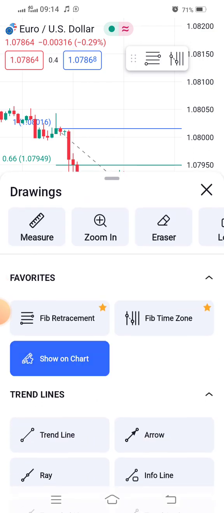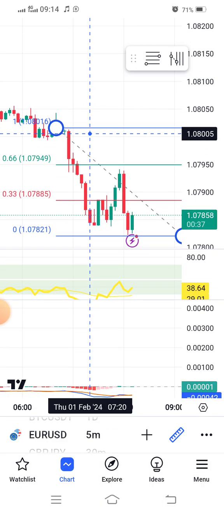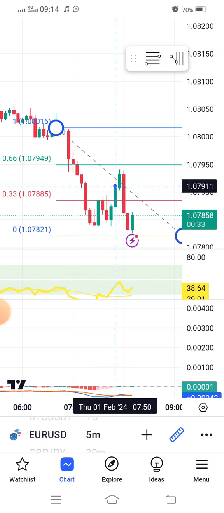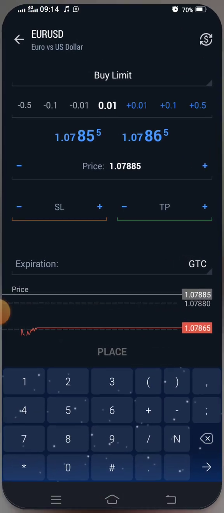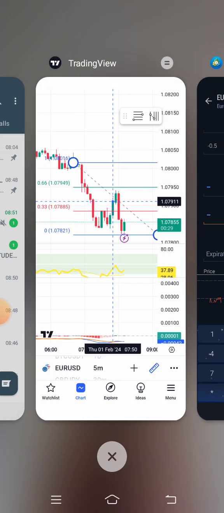We want to take profit before the next resistance once it buys somewhere here. Take profit for us at 1.07911. And then stop loss for us.